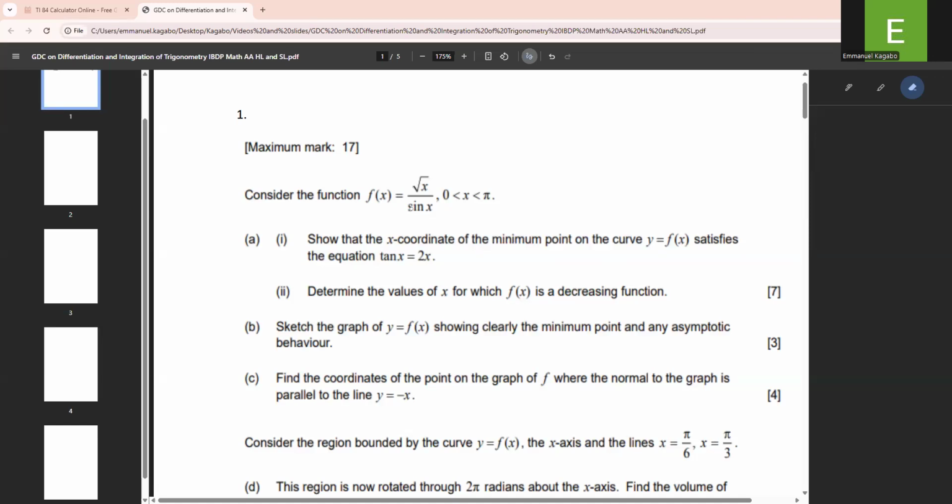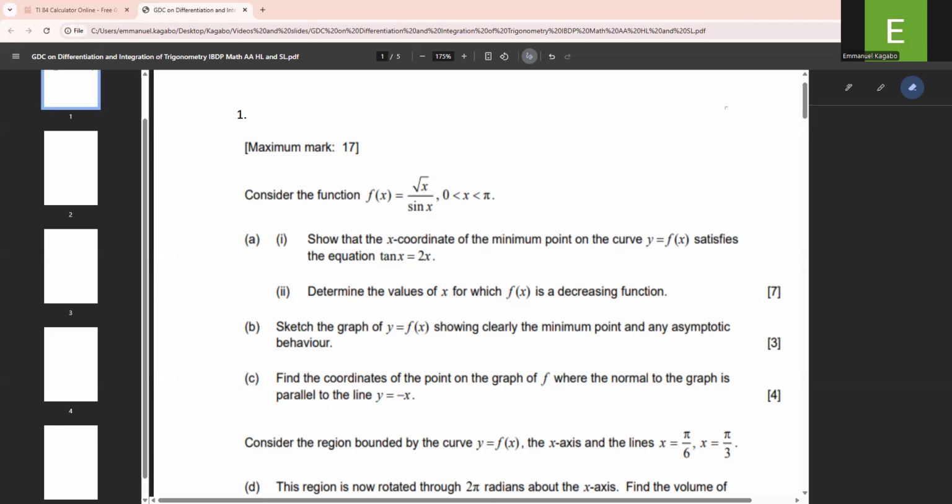In this video today, I'm going to focus on IBDP past paper questions, mainly paper 2 questions, where you need to master how to use your GDC. Mainly, in this question you're going to understand integration, even differentiation in some parts, but the main objective here is to fully understand how you can use your GDC in the paper 2 exam questions. Okay, now let us start with the question.